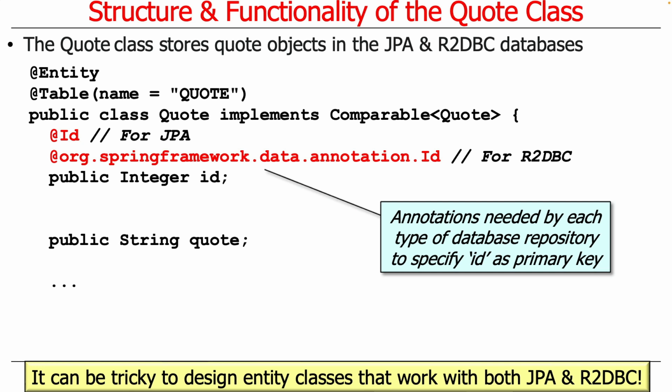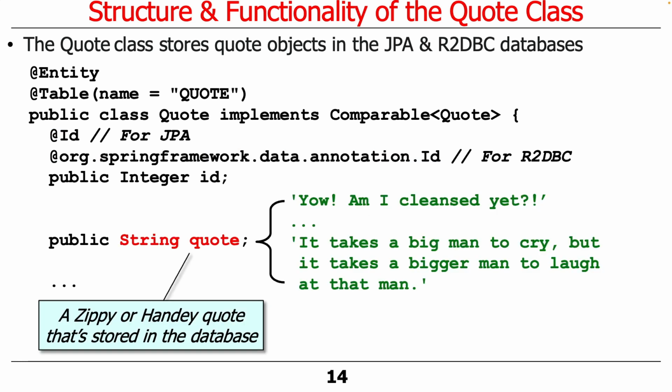And it's a little bit tricky. It took a little thinking to figure out how to do this because we're actually using two different annotations for two different purposes, and the magic of JPA and R2DBC ferrets out which one has to be used. Sadly, you can't use one annotation for both of those persistence mechanisms.